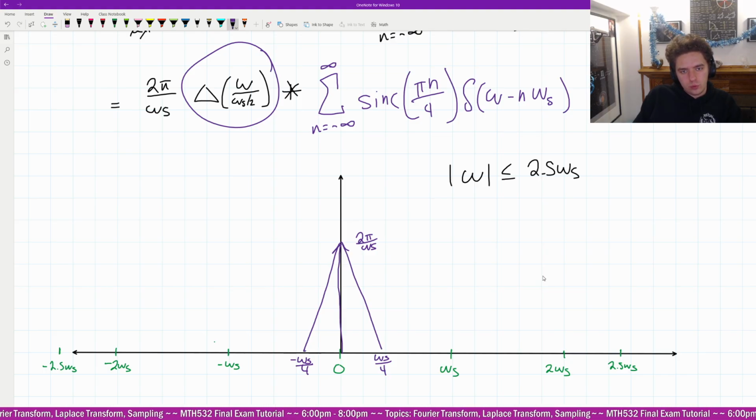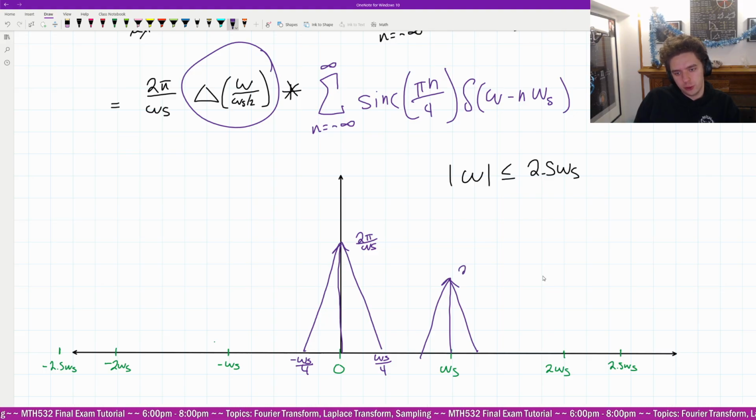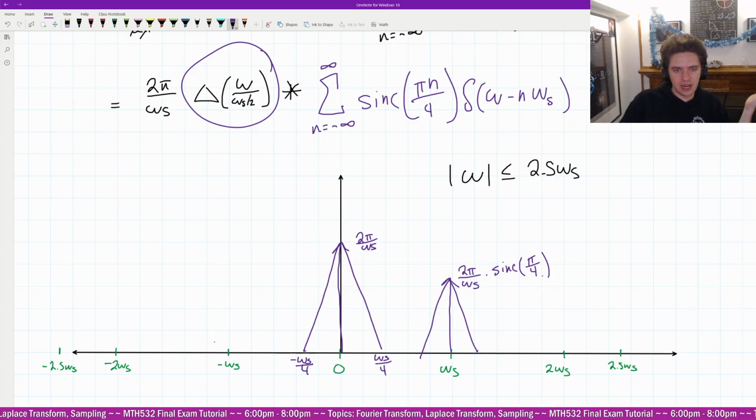So the best we can do is, at least we know this is going to be a positive number. So we know it's going to be facing up. 0.9 is going to be a little smaller than what it was before, because for n equals 0, it was a 1. So it's still going to be facing up, but a little smaller. The triangle will have a height of 2 pi over omega s times sinc pi over 4. That is the height.